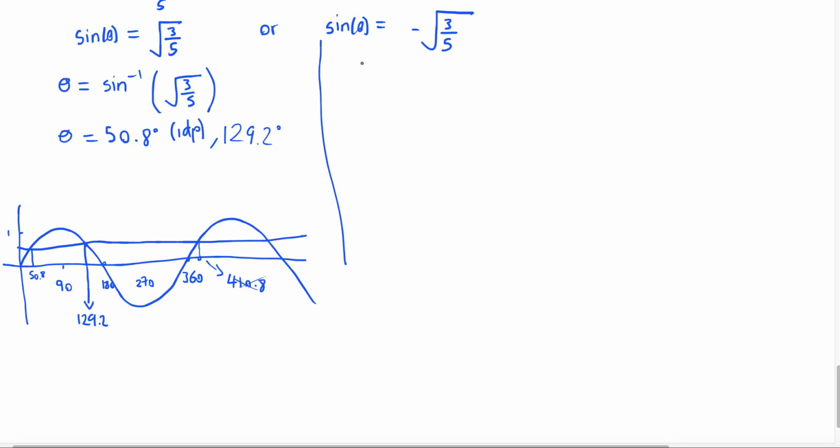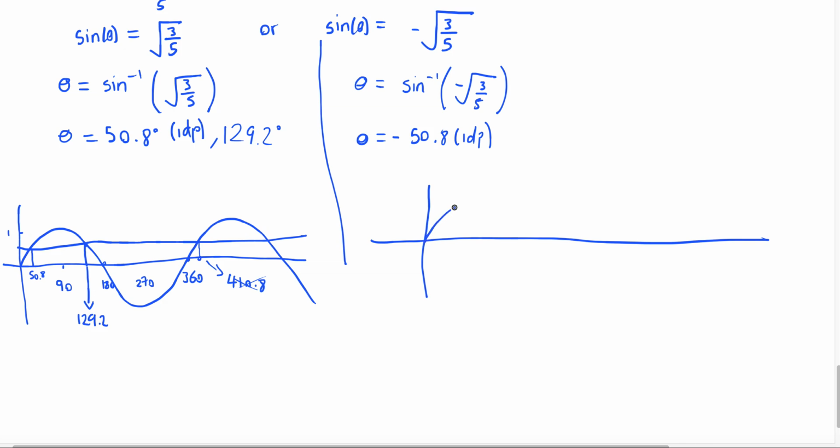So we've got sine theta equals minus the square root of 3/5. So therefore, theta is going to be sine to the minus 1 of minus the square root of 3/5. And that's going to give us, so inverse sine of minus the square root of 3/5, minus 50.8 to 1 decimal place. Now, this is outside the solution range, but we need it to help us work out what the other values are going to be. So we again need to draw a sine graph.